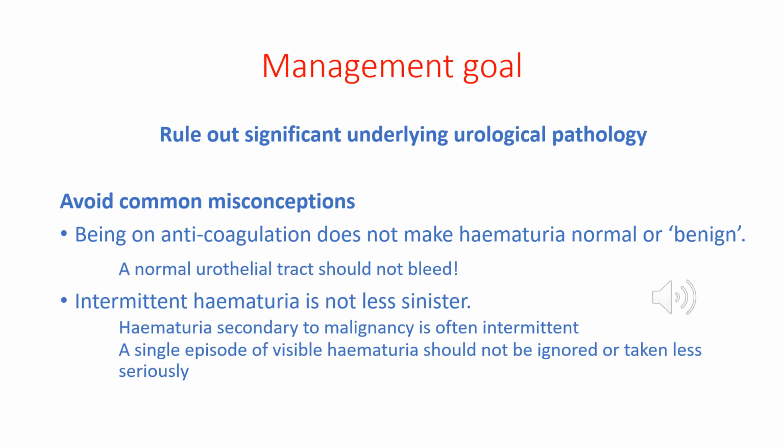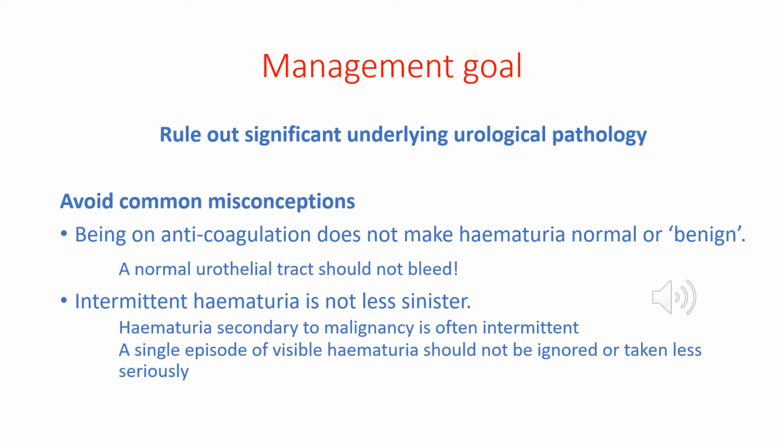As you would have realized by now, the management goal in these patients is to rule out significant underlying urological pathology. But before we go there, it's important that we don't fall into some of the common traps. Firstly, a patient being on anticoagulation does not make their haematuria normal or benign. A normal urothelial tract should not bleed, even if you are on an anticoagulant or an antiplatelet agent.